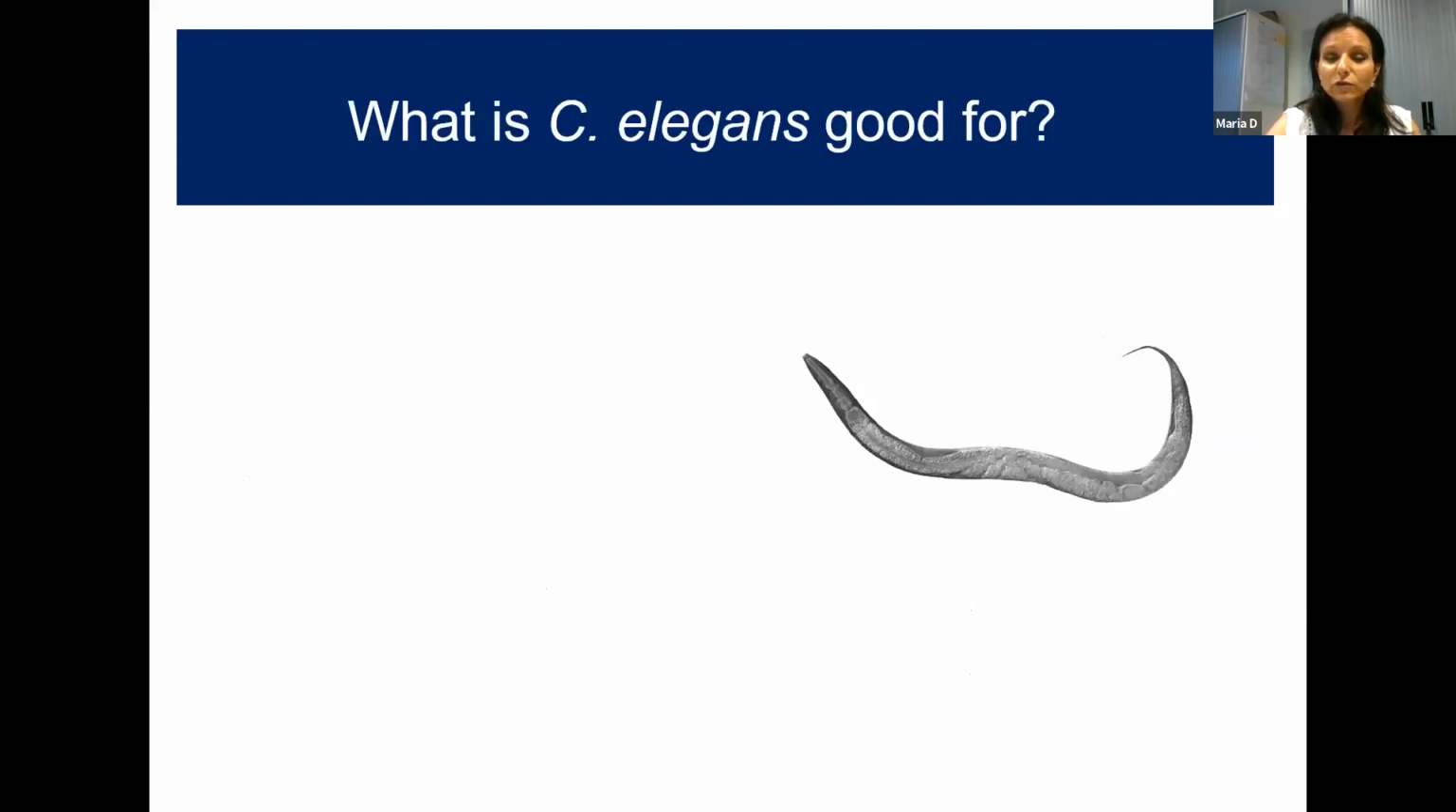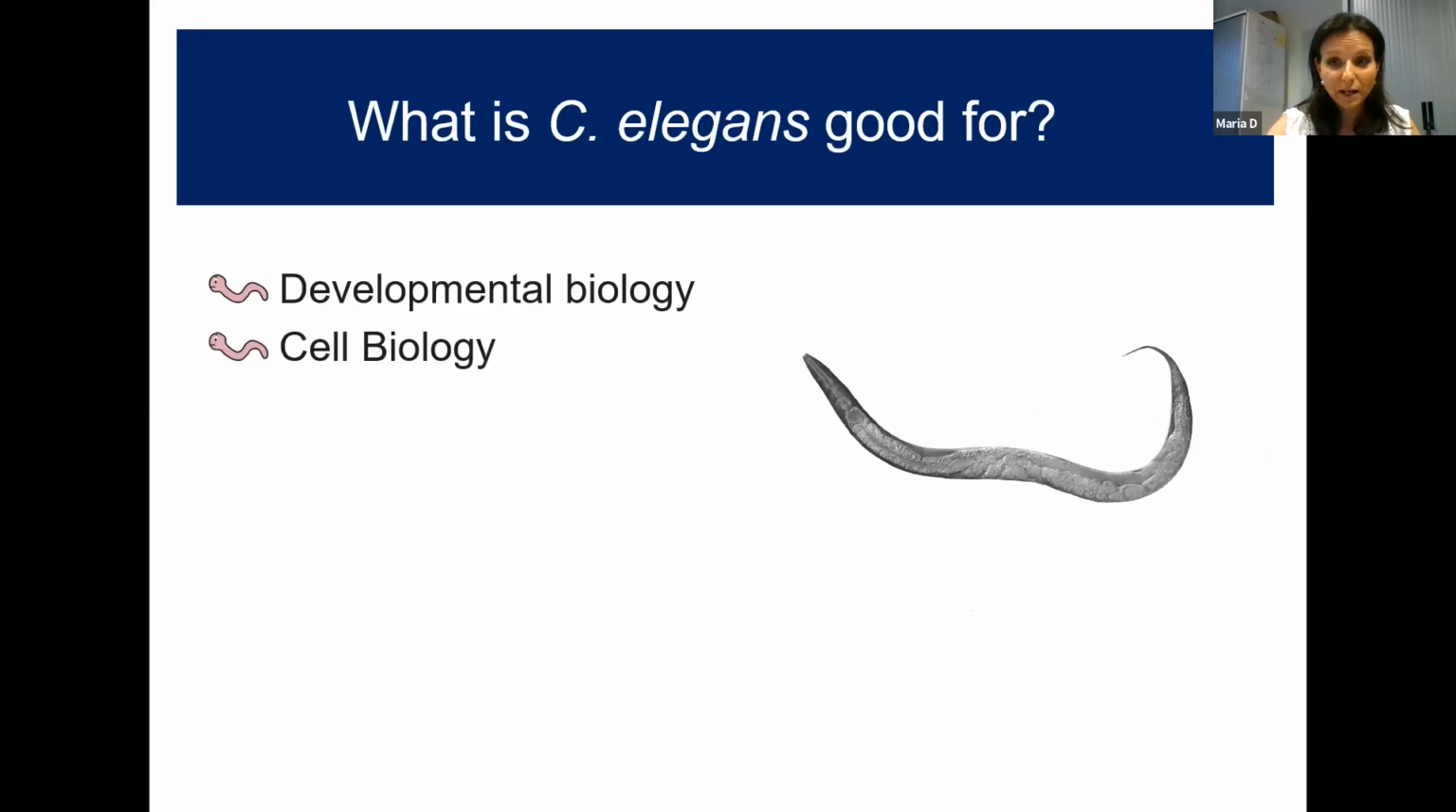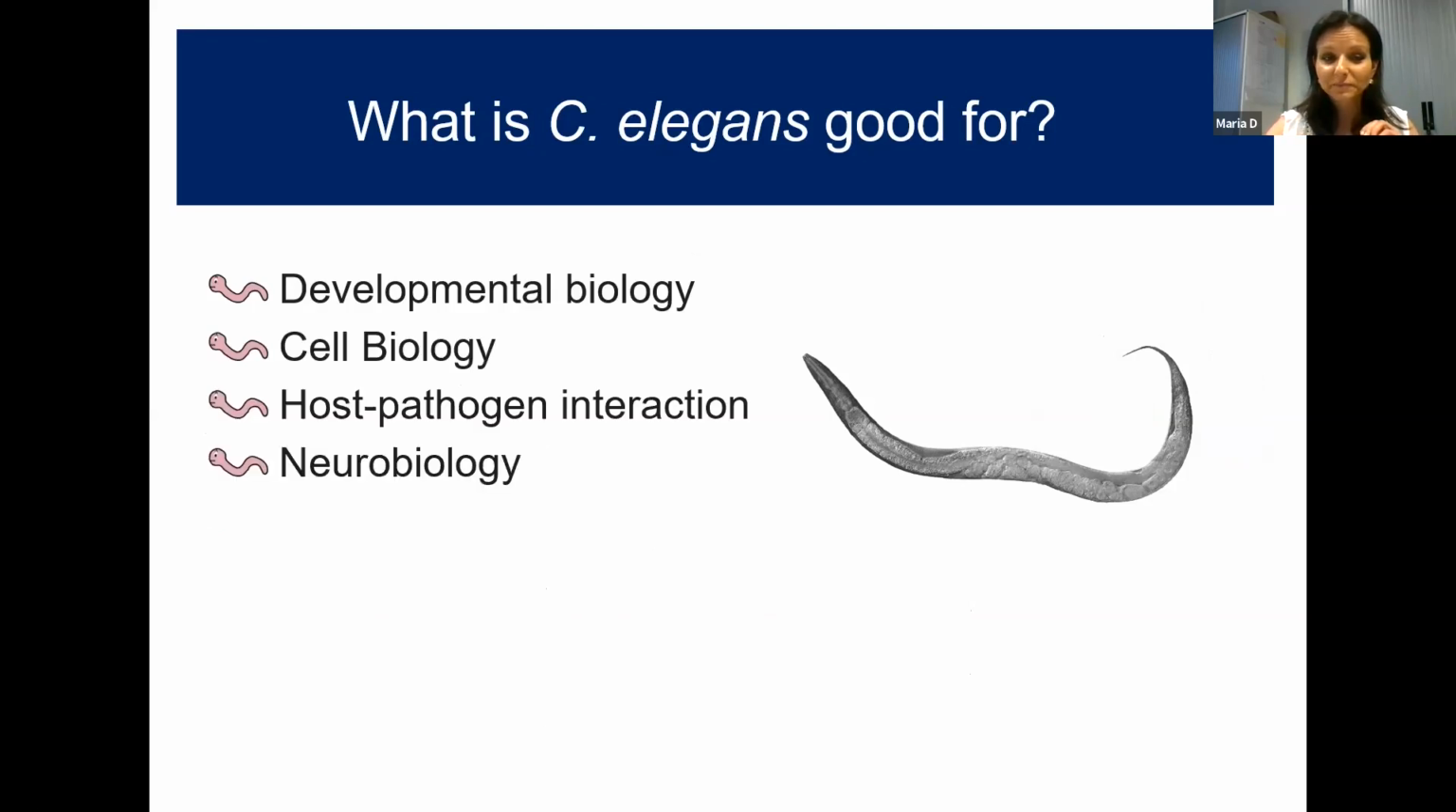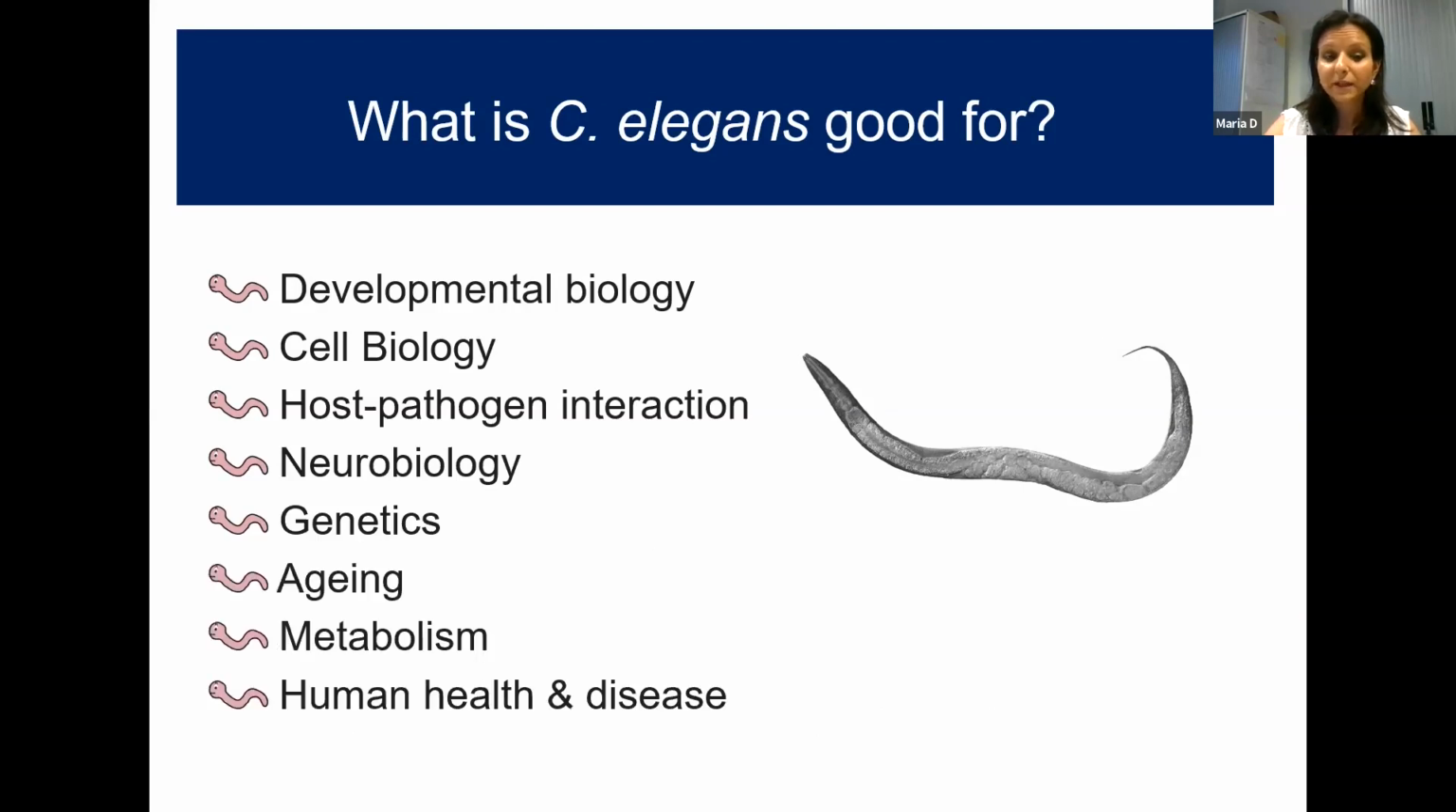So what is C. elegans really good for? It's good for developmental biology, for cell biology, if you want to study host-pathogen interactions, for neurobiology, which is something that we're particularly interested in when we're looking at SMA, for genetics, aging studies, metabolism, and in general for human health and disease.